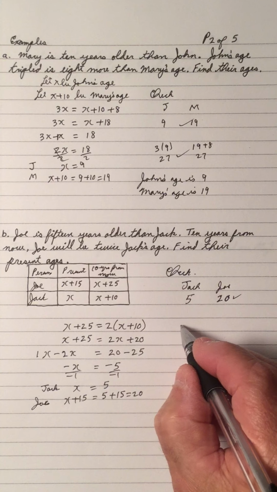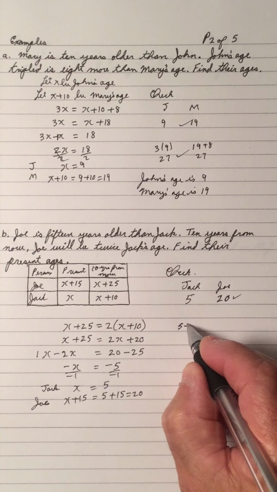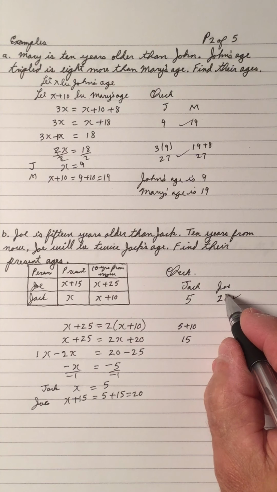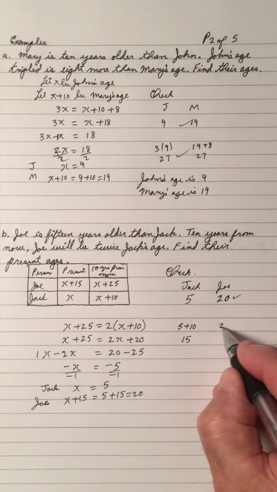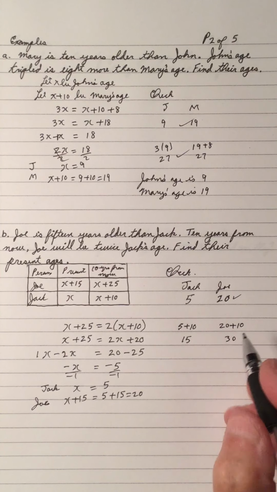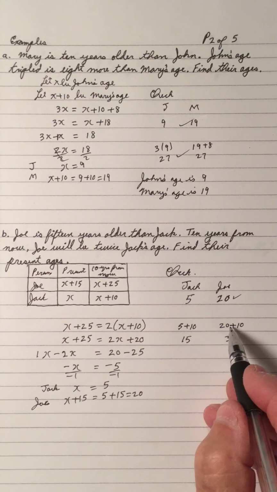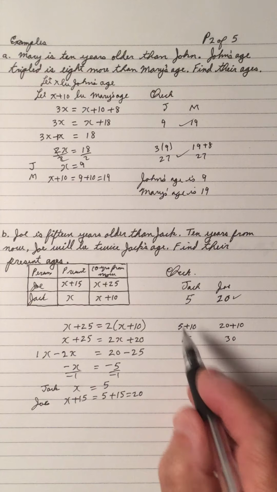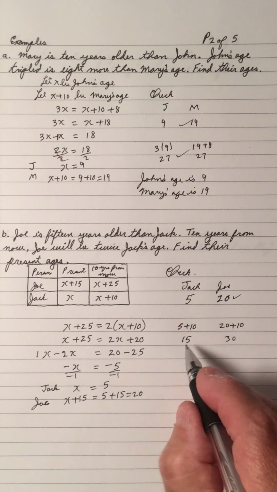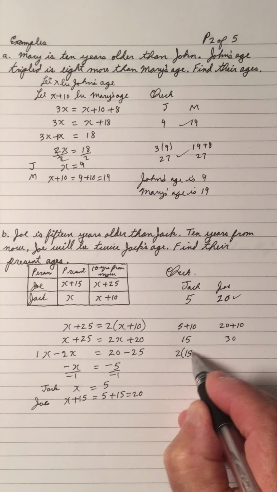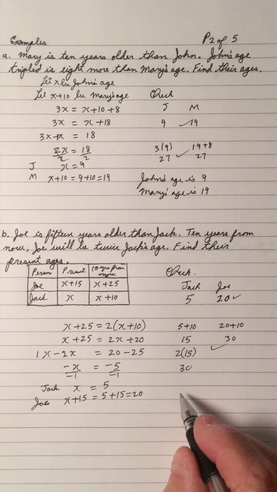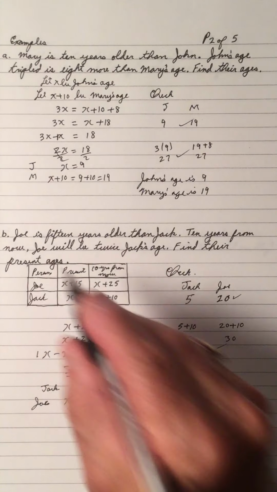10 years from now, we have to add 10 on. So that makes Jack 15. Joe is 20 right now, so 10 years from now, Joe will be 30. The sentence says that when you add 10 to each of their ages, Joe, which is 30, is twice Jack. So 2 times 15 equals 30. That's true.